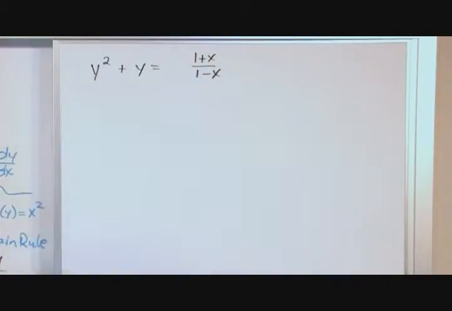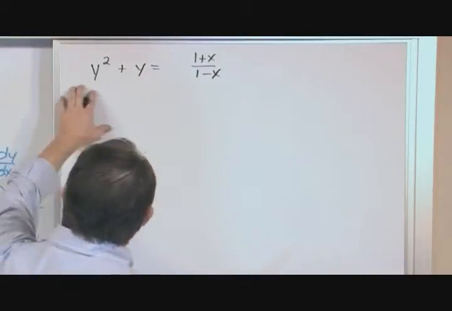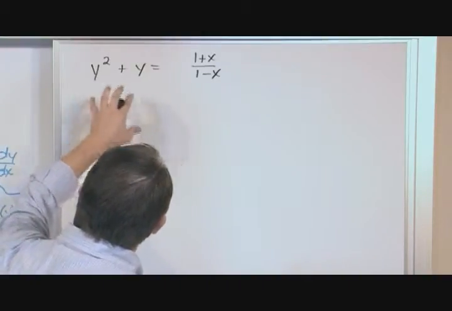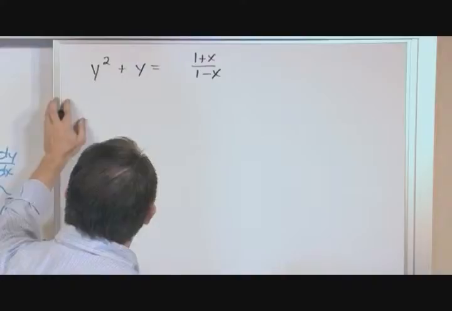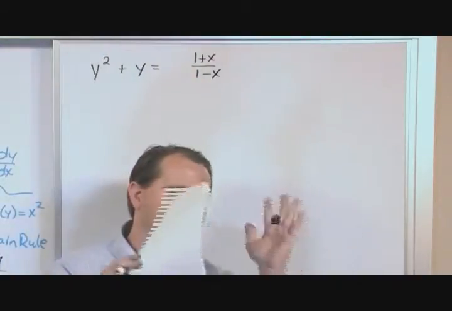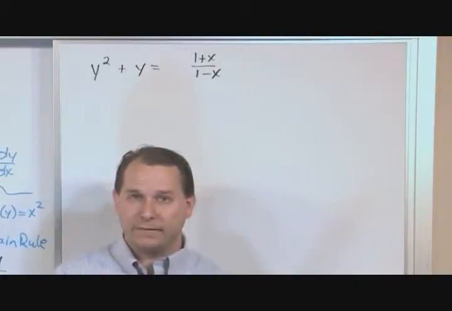So here is an equation, and what we want to find is dy dx, the first derivative, but y is not solved for by itself. This is not explicitly defined. This is an implicit function. In other words, we know how y and x are related, but we don't have y on one side of the equal sign by itself.